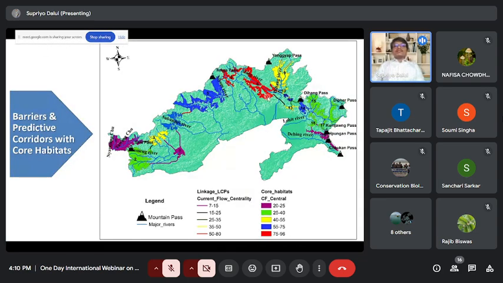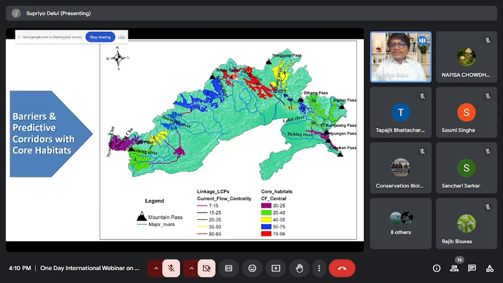Just like this. So we can see these are the LCP, or the least cost pathways, that represent the connectivity. So these cost pathways which have lesser values are non-effective cost pathways, whereas these red color pathways which have the higher values are the most effective pathways.